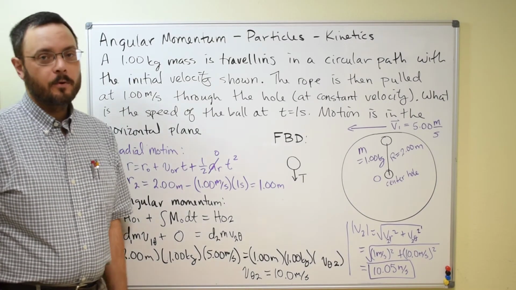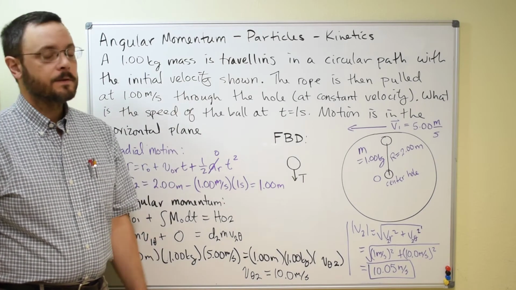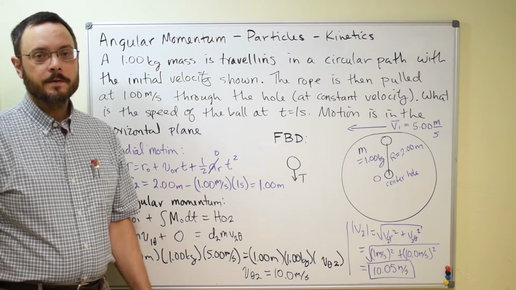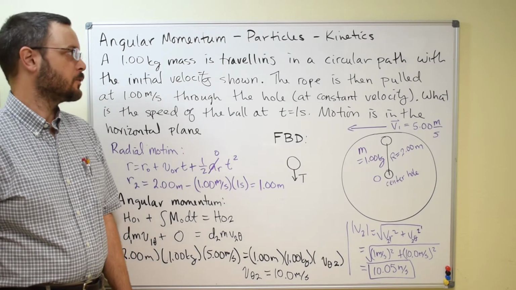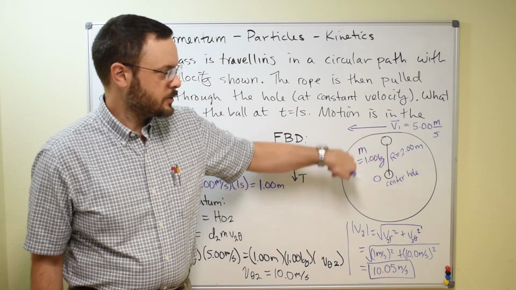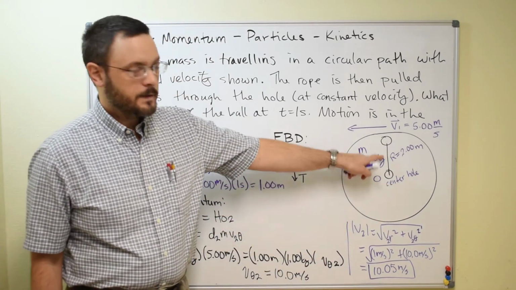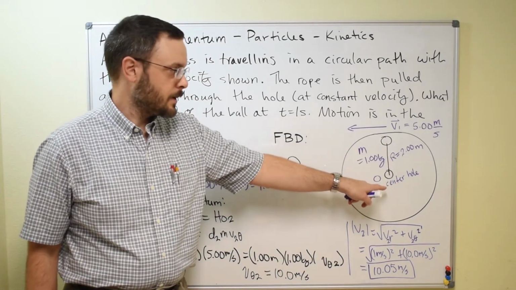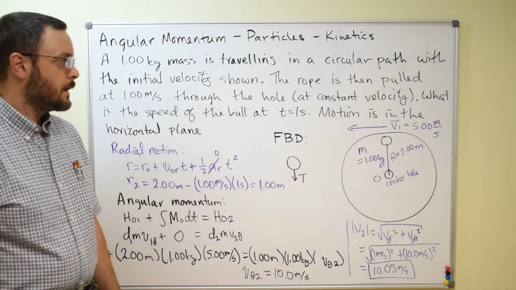So with this problem we're going to look at angular momentum. Still looking at just a particle, and it's also a kinetics problem, so we're going to see how this particle responds to forces. So we have a 1 kilogram mass that's moving initially in a circular path around a central hole. The mass is suspended by a string, and the string has an initial radius of 2 meters.